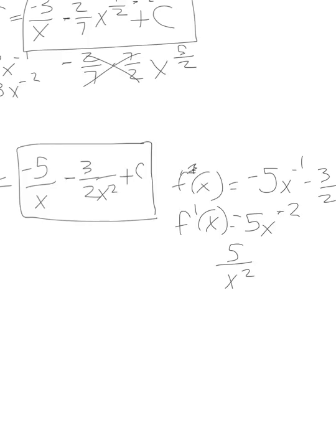Now, this term, if we pull down the negative 2 and we multiply it times the negative 3 halves that's already there, and we take one away from the exponent, we're going to have x to the negative 3rd power. Now, this negative 3 over 2 times negative 2 over 1, multiplied together, that turns into what sign? It's a positive. The 2's are going to cancel, and I'm going to get 3 over x to the 3rd.